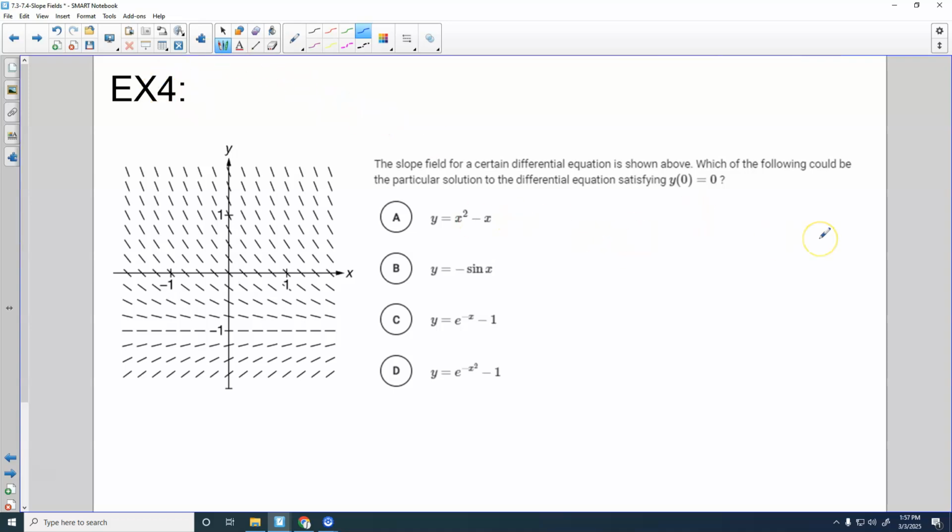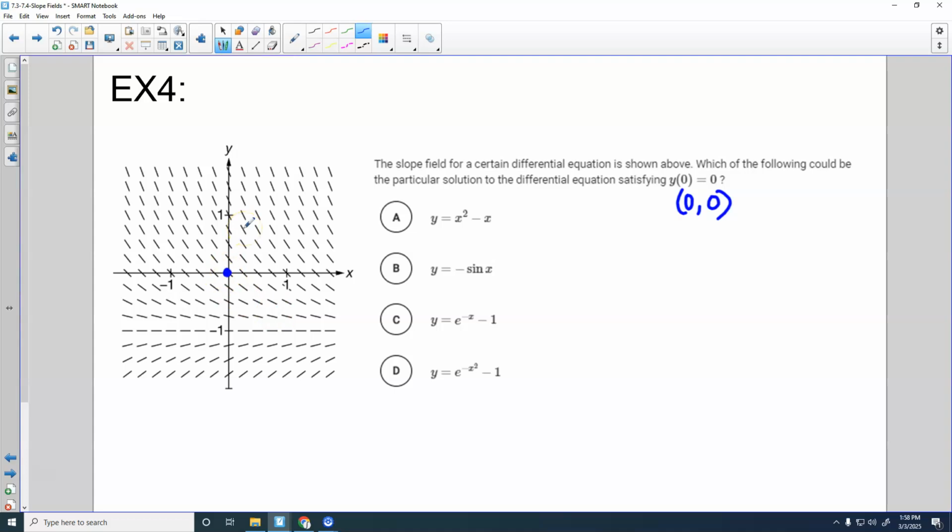Number 4 is another one that asks us about the solution. So the slope field for a certain differential equation is shown above. Which of the following could be the particular solution to the differential equation satisfying y of 0 equals 0? It's giving you a point right here. That's the point (0, 0), and (0, 0) is right here.